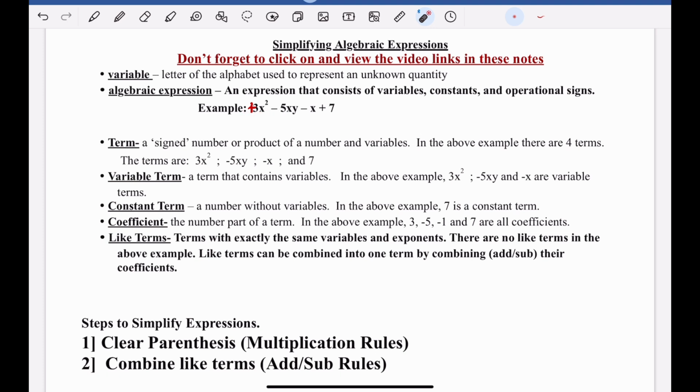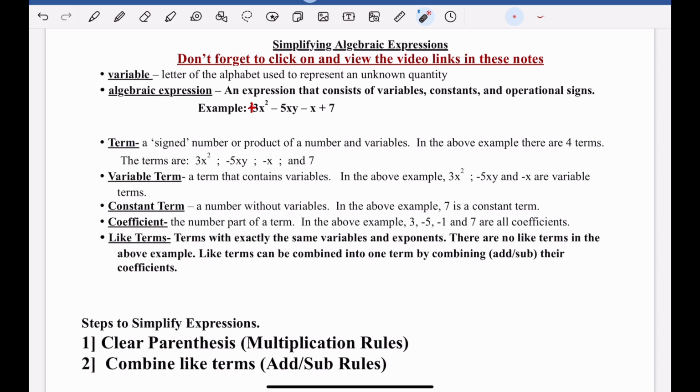And then we begin our next term. The negative 5xy is our second term, negative x is our third term, and positive 7 is our last term. A variable term is a term that has variables in it. So in this case, we have 3 variable terms. We have the positive 3x squared, the negative 5xy, and the negative x. And then a constant term is a term that does not have a variable. So our 7, positive 7, is our constant term.